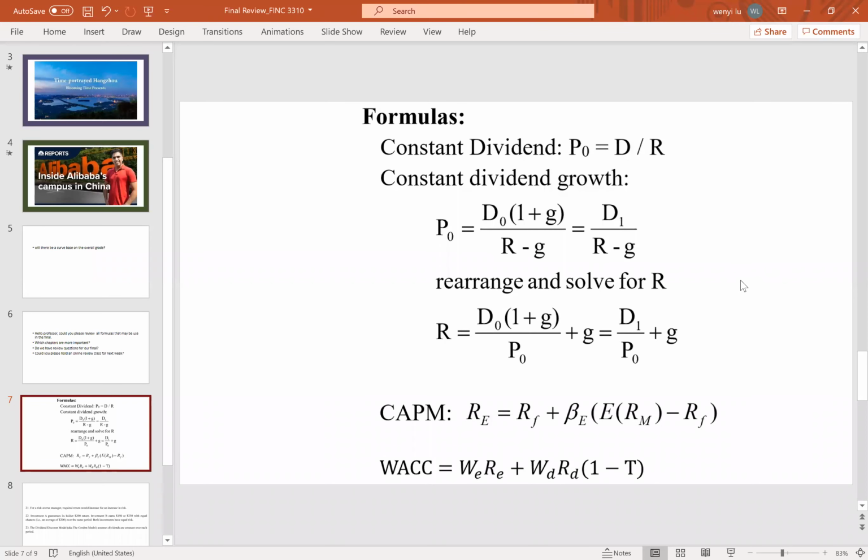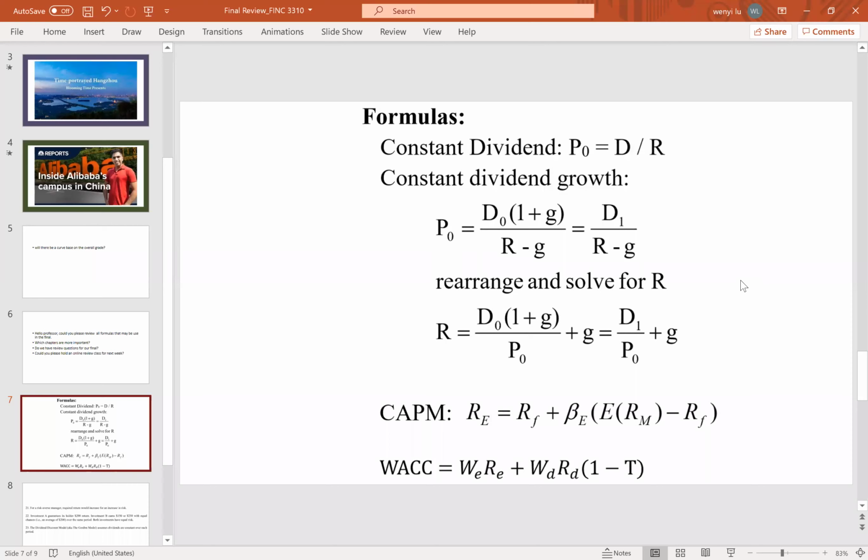So this is the formula sheet we have on Blackboard. These formulas will also be given during the test. You can download this sheet on Blackboard, in the lecture notes folder. Basically, you can download this formula sheet as a reference.